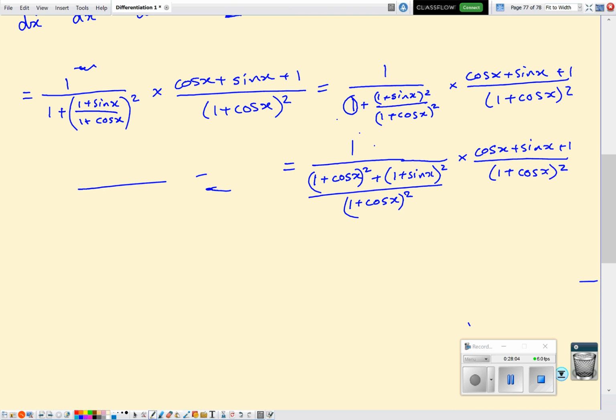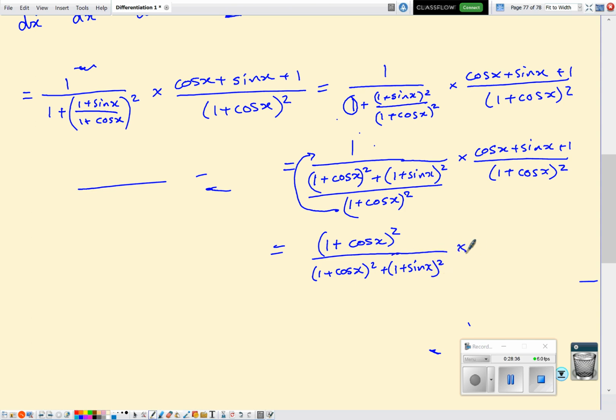Right, hopefully having written that line out, you're going to see where this is kind of heading, because that term is going to go up onto the numerator, and we're going to get 1 plus cos of x squared on the numerator there. That's going to cancel with the 1 on the other side of the times sign. So 1 plus cos of x squared plus 1 plus sine of x squared times, I'll write this out again, cos x plus sine x plus 1 all over 1 plus cos of x squared.